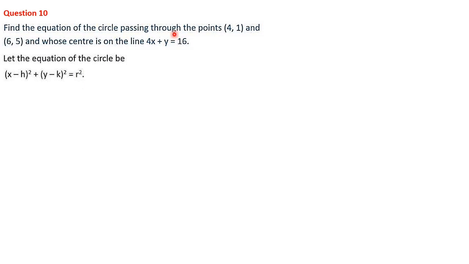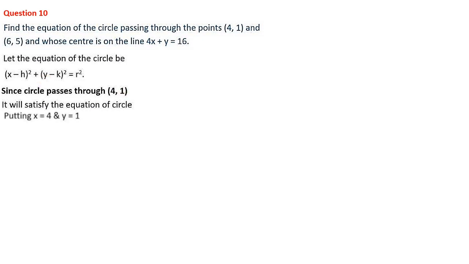Then the first condition we will take. The circle is passing through the point (4, 1). Since it is passing through the point (4, 1), it will satisfy the equation of the circle. Satisfy means we can replace x with 4 and y with 1. That means (4 - h)^2 + (1 - k)^2 = r^2.